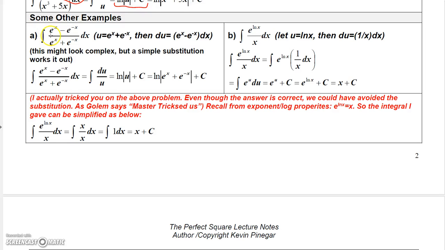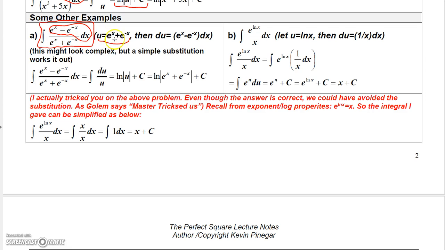Okay, continuing with integrals that involve exponential and log functions, let's do a couple more examples. This one might actually look difficult, but it's really not that difficult if you make the right substitution. If you let the denominator be u, you'll find that the numerator is actually du, this portion right here.